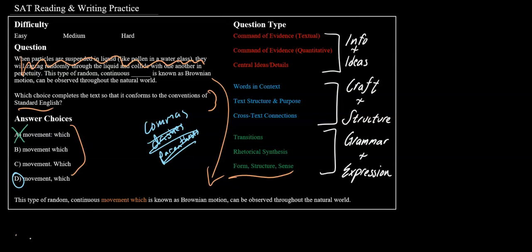The first one, the colon that we just looked at a second ago, doesn't really make sense because, again, there's no commas. With B, again, it doesn't make sense because there's no commas. And a period. Well, if we added a period here, then we would have this sentence fragment right here that doesn't have a verb. It would be this type of random continuous movement, period, which is known as Brownian motion, can be observed throughout the natural world. There is no verb in this sentence. That means it is not a grammatically correct sentence, it's a sentence fragment. So C can be eliminated, and that leaves us with D. I would rate this question probably an easy.